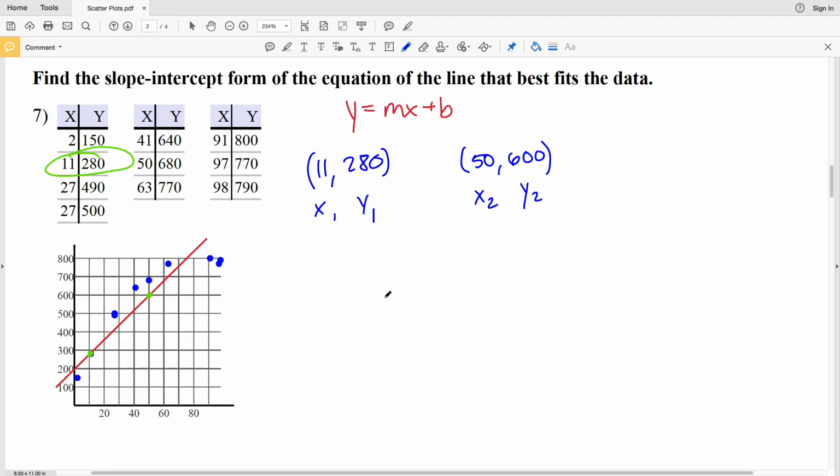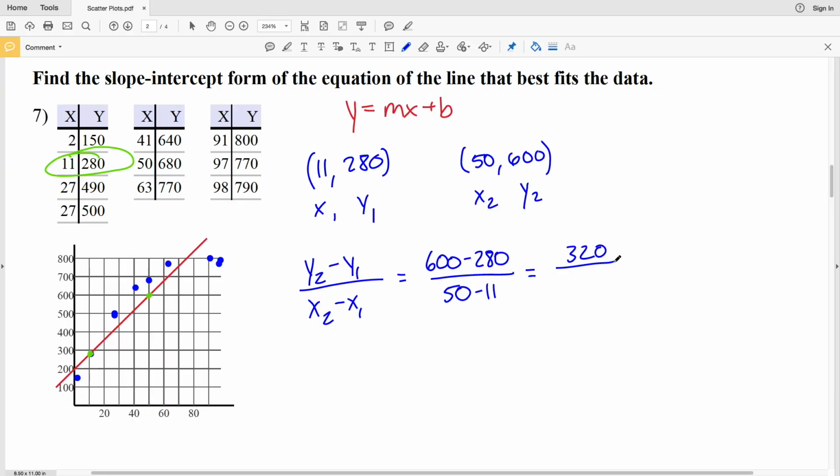Remember, slope is change in y over change in x. So I'm going to have y2 minus y1 over x2 minus x1. That's going to equal 600 minus 280 over 50 minus 11. 600 minus 280 is equal to 320. So we'll have 320 over 50 minus 11, which is 39. Dividing 320 by 39, we get approximately 8.205, which I'll round to 8.21. So that's my slope m.